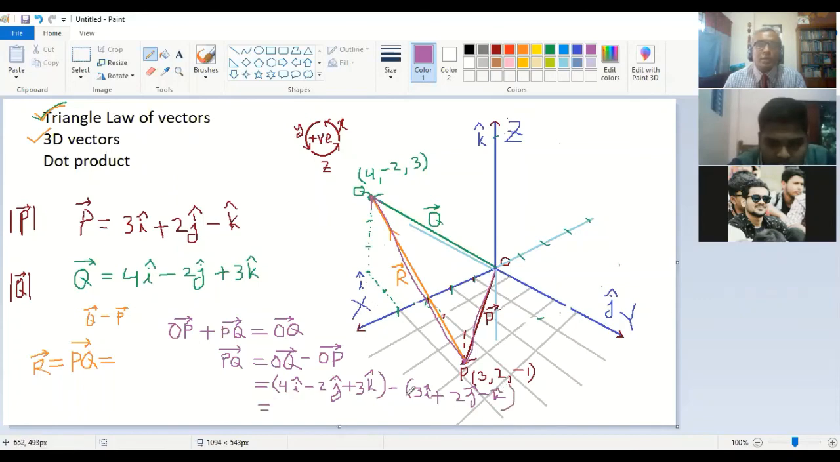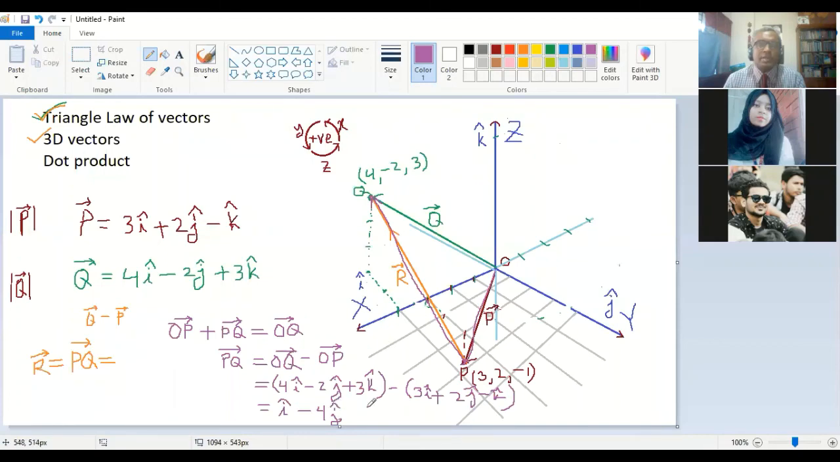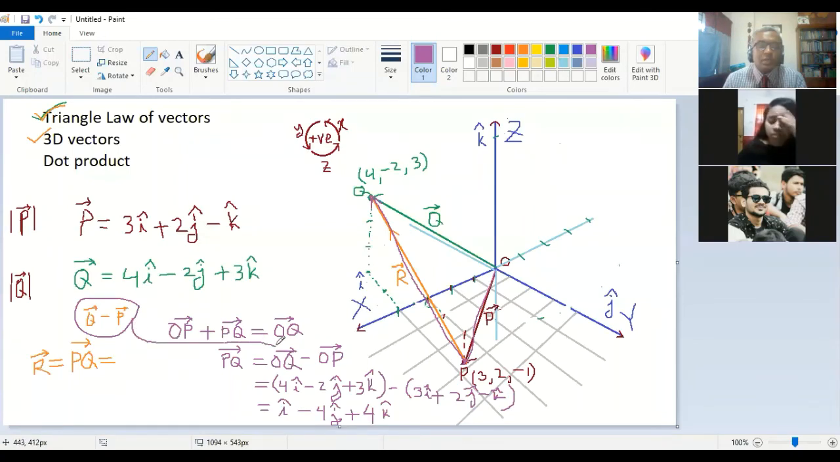So it will be 4i minus 3i, so only i, and then minus 2j minus 2j, so minus 4j, and then 3k minus minus k, so 4k. So that will be the PQ vector. That's it from the example. So Mahidur directly said it will be Q vector minus P vector. So this is correct. This line comes from that.